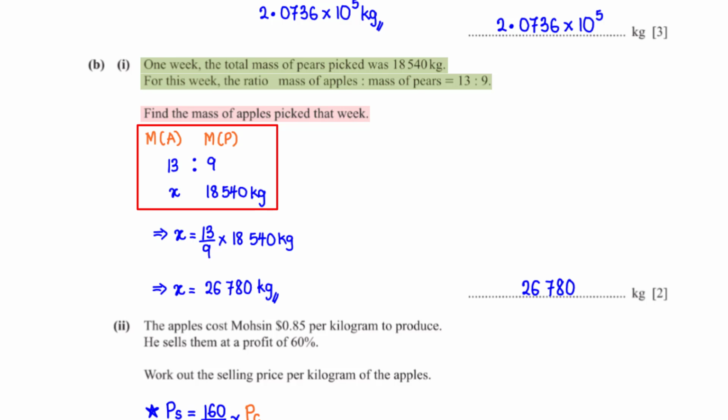This is what we are representing with x. When we cross multiply and make x the subject, this is what we have. When we type this into the calculator, we get 26,780 kilograms.